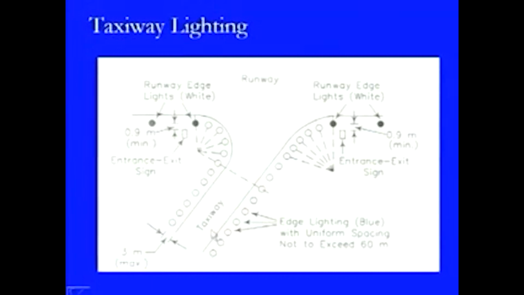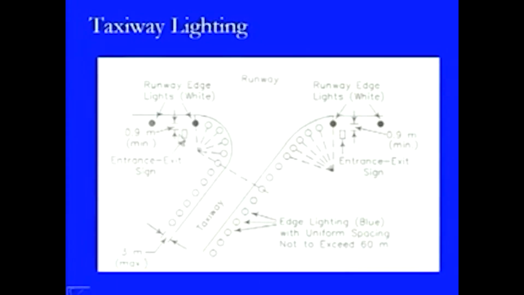This is one figure which tries to show the various lightings on the edges of the taxiway. This is a taxiway, this is a runway strip. So, this taxiway is provided with the edge lights, which are blue in color, and they are provided at a uniform spacing which should not exceed 60 meters. And then as these reach the connection with the runway strip, they are provided at a closer spacing, and then it transforms into the runway edge light which is white in color. That is how the pilot can distinguish from the edge lighting conditions that they are moving from the taxiway towards the runway strip.